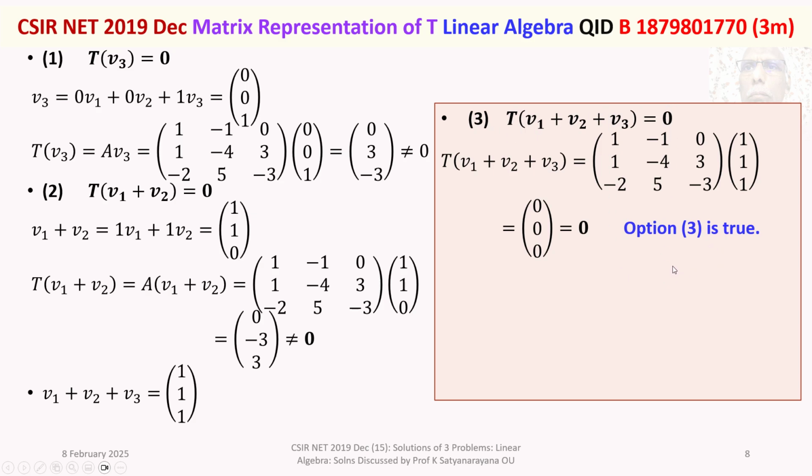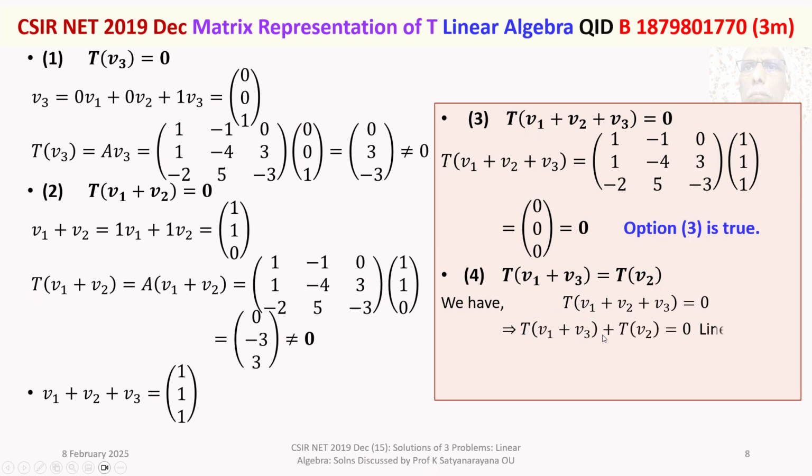It is satisfied. What about option 4? T of V1 plus V3 is equal to T of V2. It is not true. It is very clear. Why? We have T of V1 plus V2 plus V3 equal to 0, as we have seen in option 3. And T is a linear transformation. Therefore, T of V1 plus V3 plus T of V2 is equal to 0. It is linear. This implies T of V1 plus V3 is equal to minus T of V2, and it is not plus T of V2. Therefore, option 4 is not satisfied.